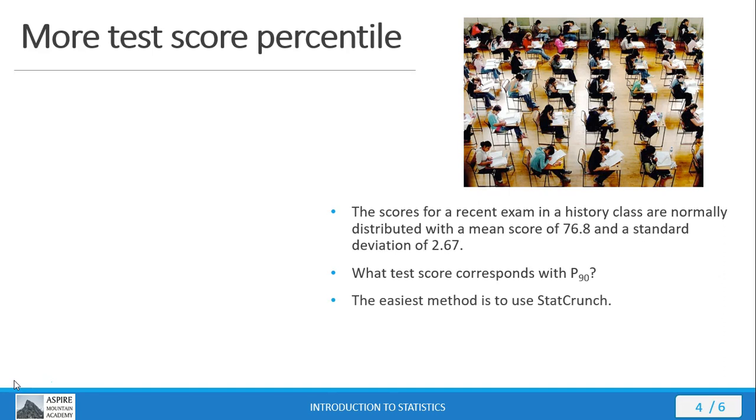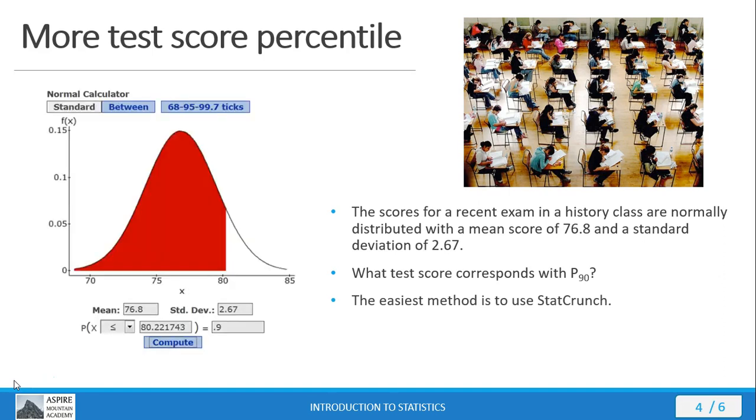Okay, again, we're going to get into StatCrunch to solve this. Here in our normal calculator, we've got our mean and standard deviation values. I'm going to put in 90%, which is 0.9 or 0.90. Either way, when you hit compute, out comes 80.2. So 80.2 is going to be our 90th percentile value.